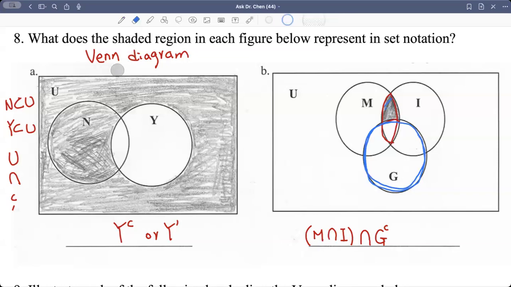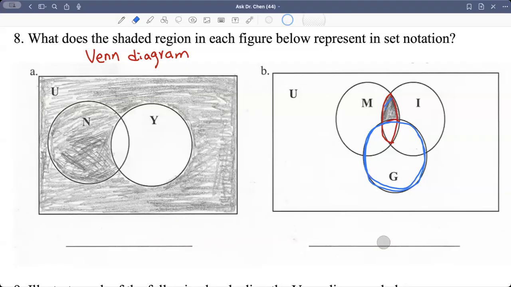Okay, let's erase this. Let's see the next question.